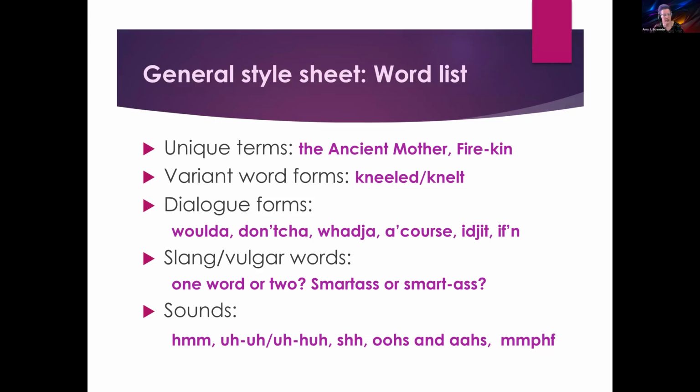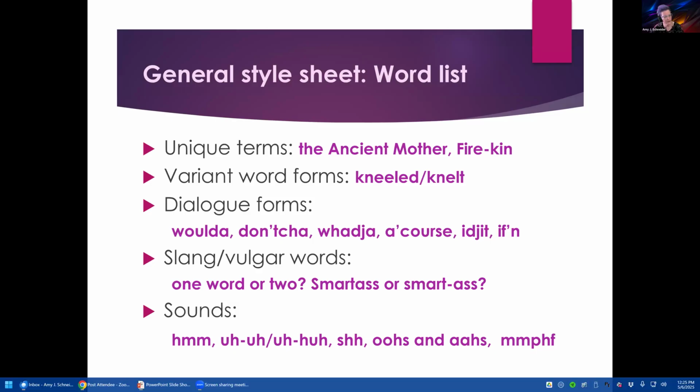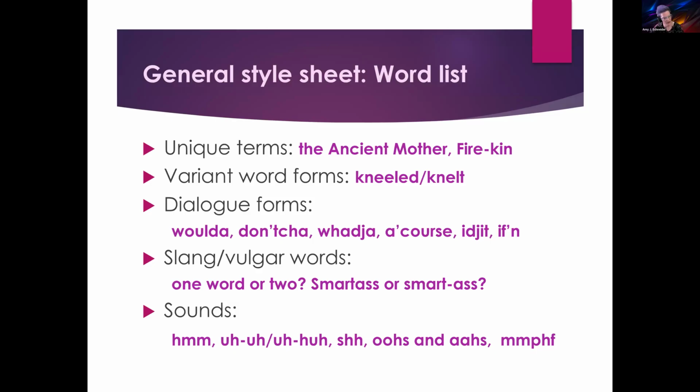So that is the end of the section on general style. Next, we will move on to characters. Come on, we're going to move to characters. There we go.